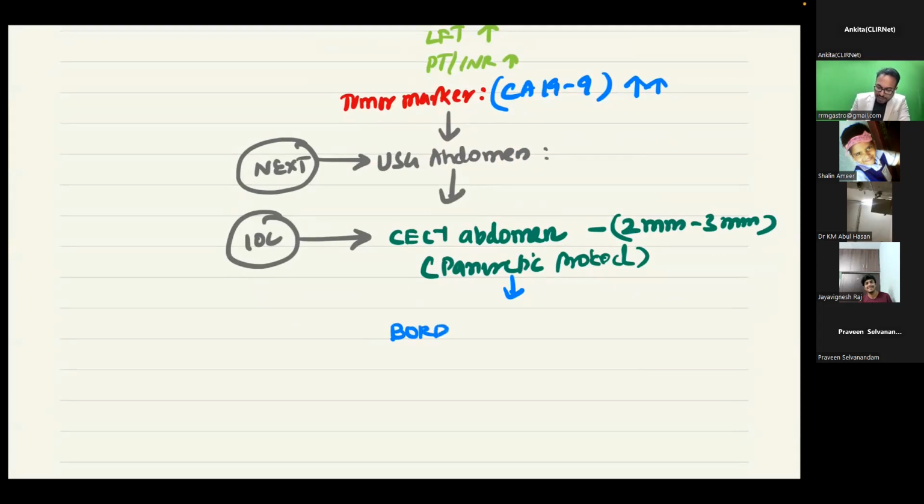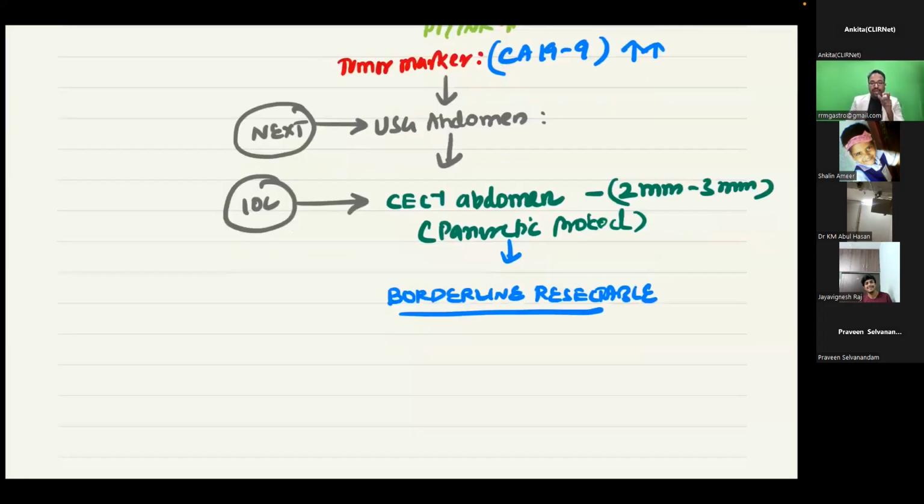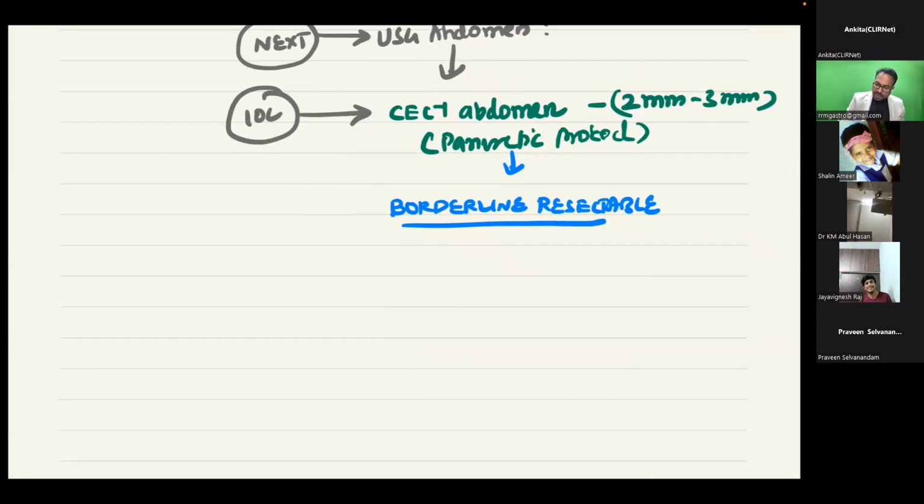borderline resectable. That is a term newly introduced in the 28th edition for you. So finally, students, you should know that borderline resectable pancreatic cancer can be detected on CT scan. What is borderline resectable cancer?